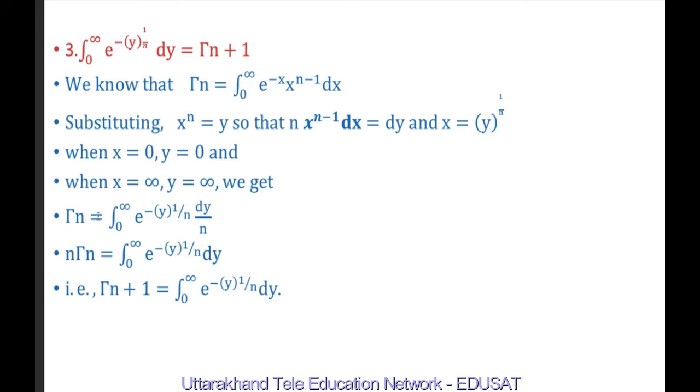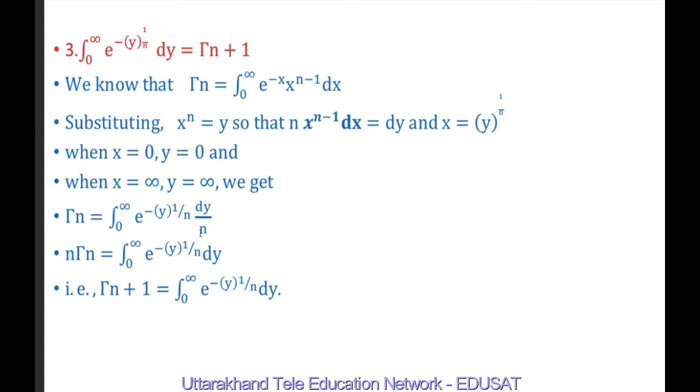So gamma n equal to integral 0 to infinity e raised to power minus y 1 upon y dy upon n. So the n is constant. We may shift it out of the integral, and if we cross multiply, it will be n gamma n equal to integral 0 to infinity e raised to power minus y 1 upon n dy.